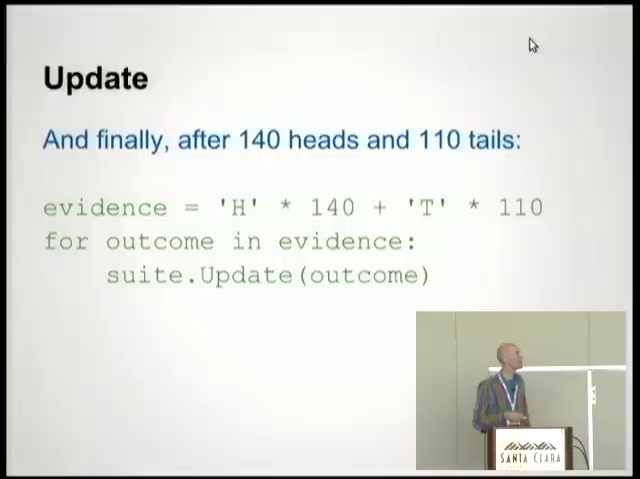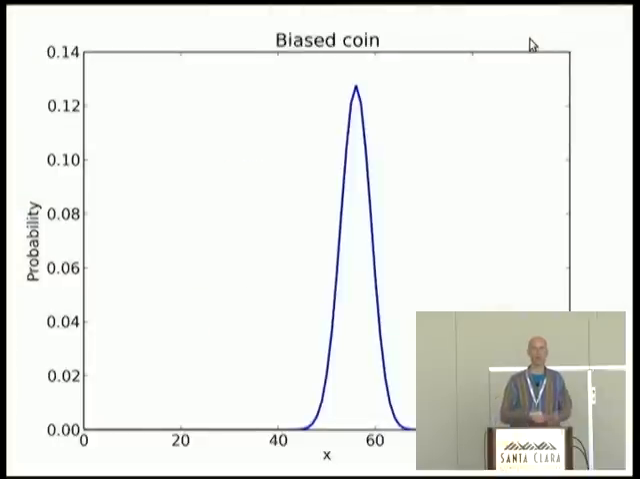And again, the central tendency will be the observed proportion. 140 out of 250 is about 56%, so that's where I expect the center to be. And I expect it to be a little narrower than the previous one, which it is. It's a little pointy at the top. It looks like the Washington Monument.